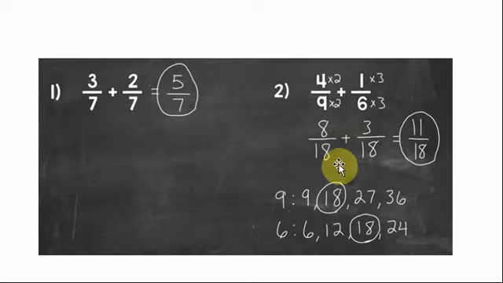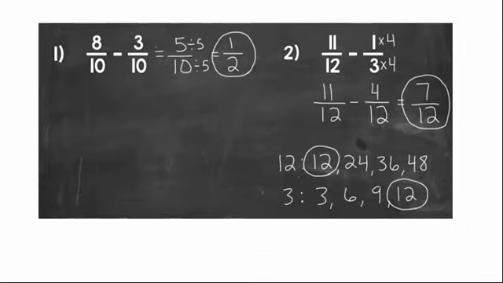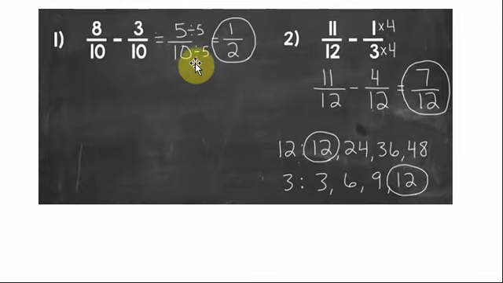Now the denominator is the same, 18, 8 plus 3 is 11. 11 over 18. Now we consider this part, very simple. 8 minus 3, 5. 5 over 10. So always after writing, we need to write it in the simplest form, right?